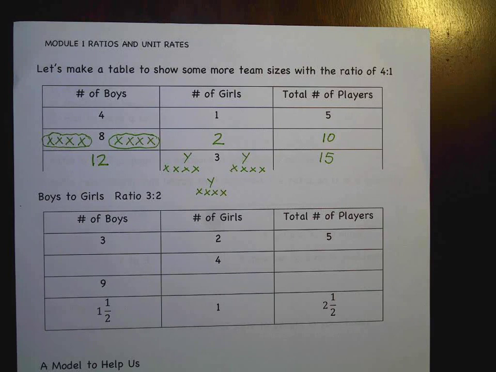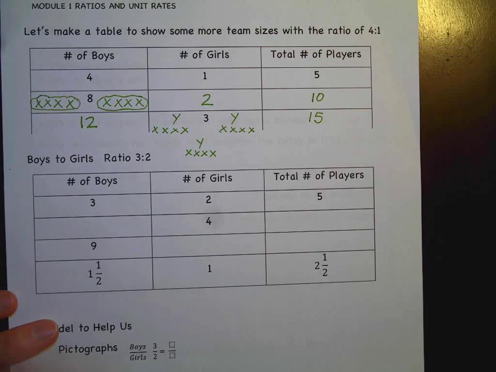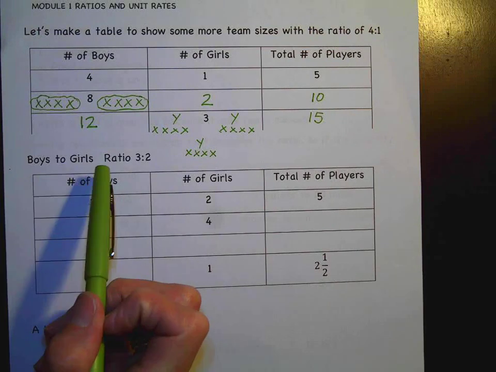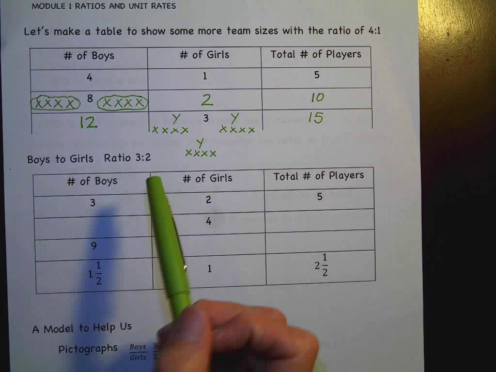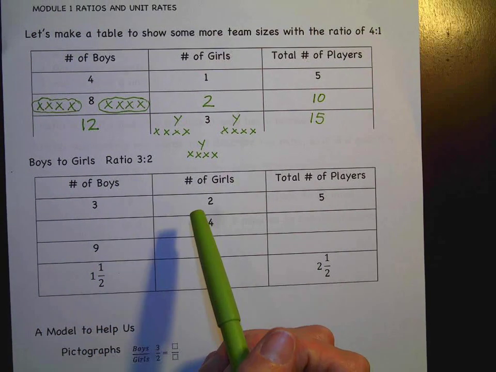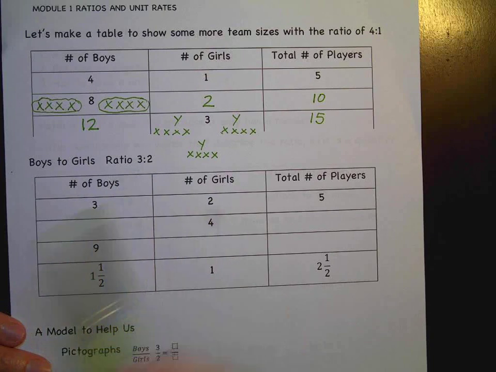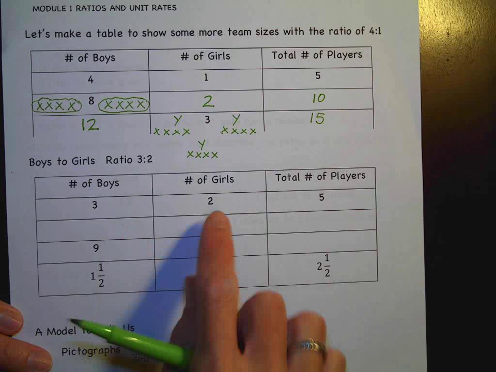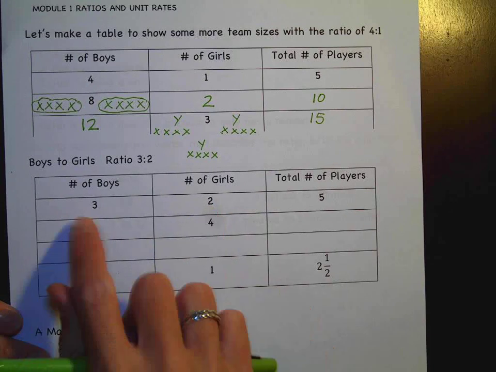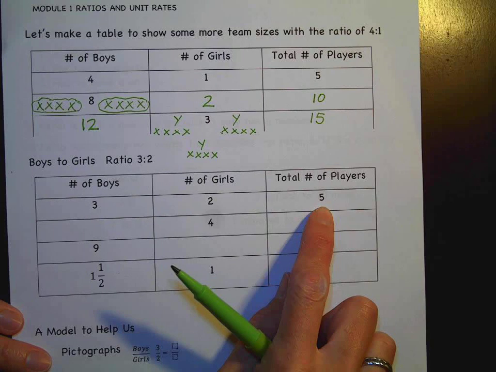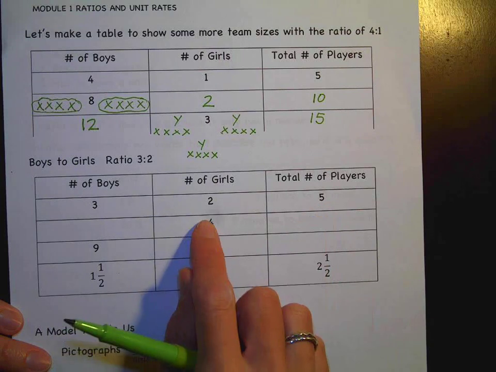Now we're going to switch gears, and I want you to try filling in this table. It says that your ratio itself is boys to girls, okay? And what you are supposed to figure out is, can you solve the missing parts? The ratio is 3 to 2. So in this one, it's saying for every 3 boys, there are 2 girls. That means total of 5 players.